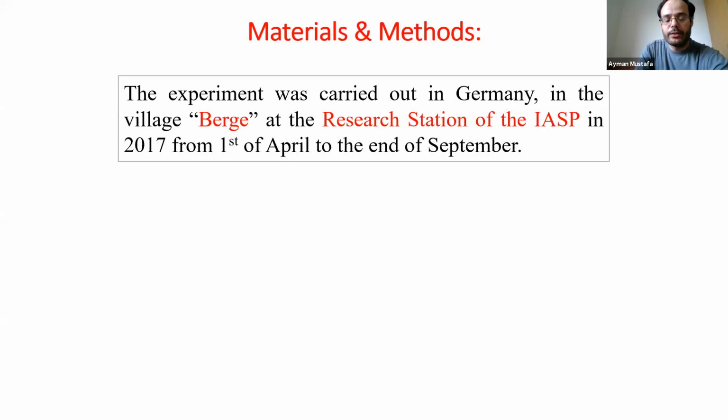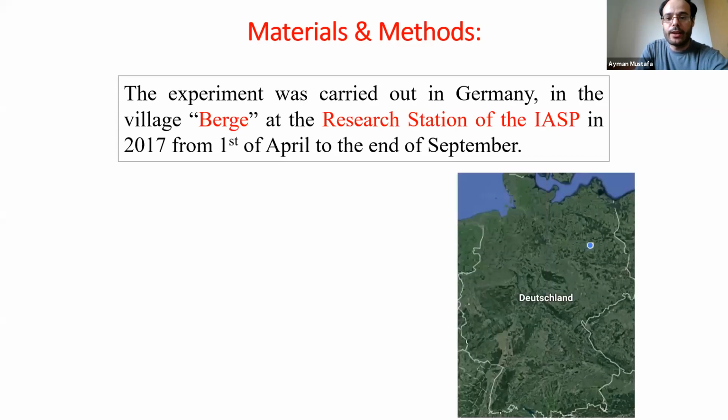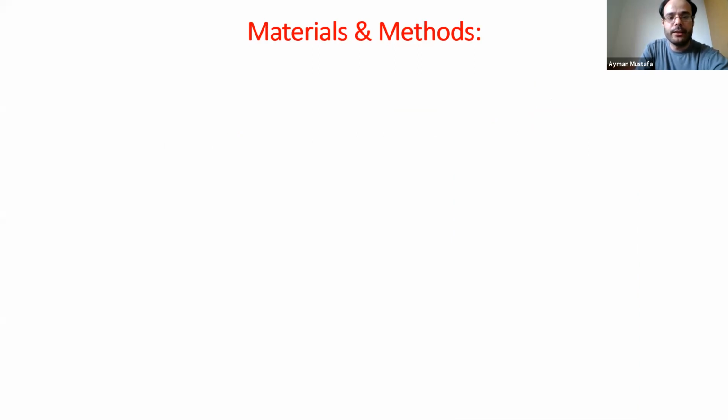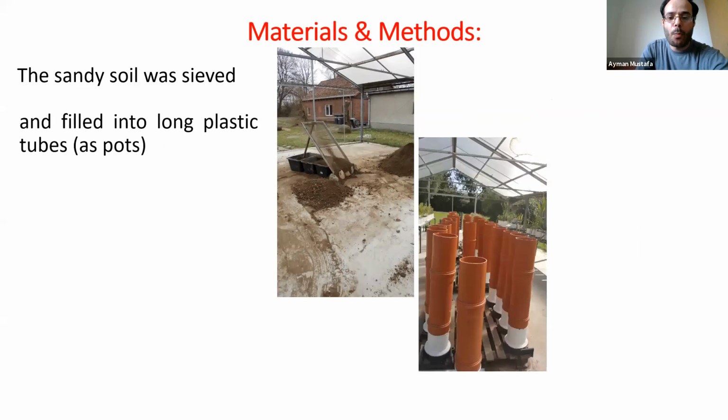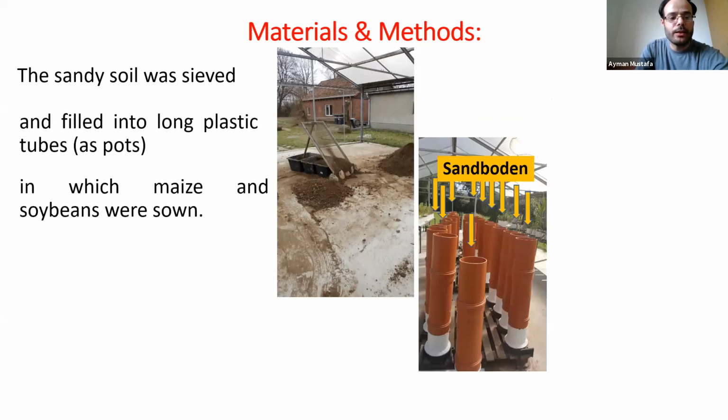This experiment has been carried out in Germany, in the village of Berge at the research station of ESP in the year 2017. The sandy soil was sieved and then filled in long plastic tubes in which we have sown the maize and soybean.